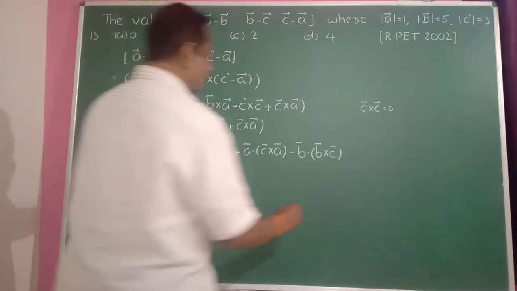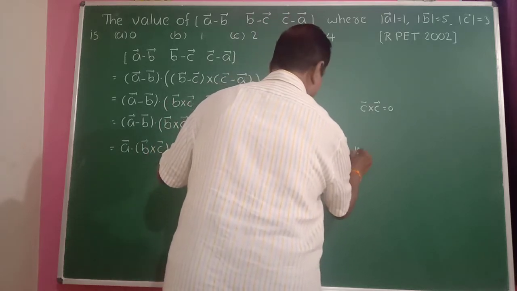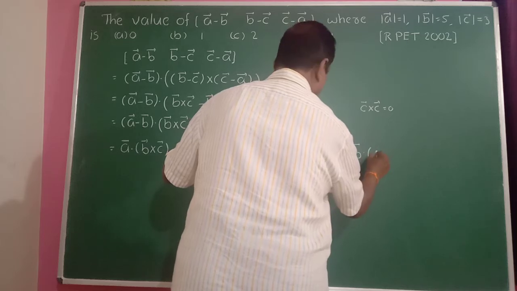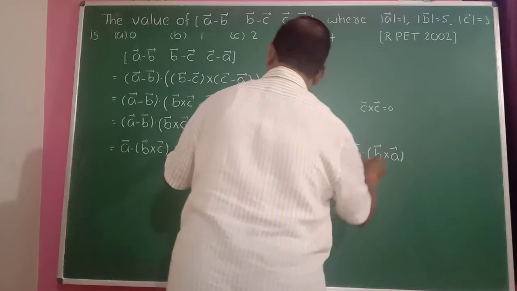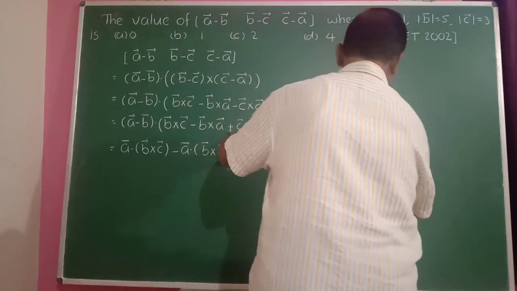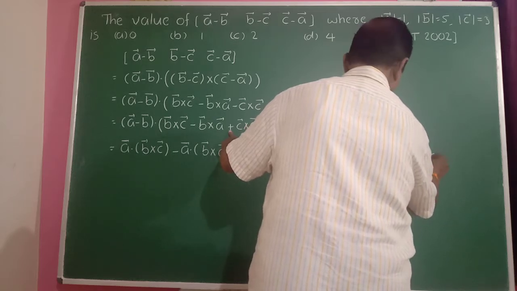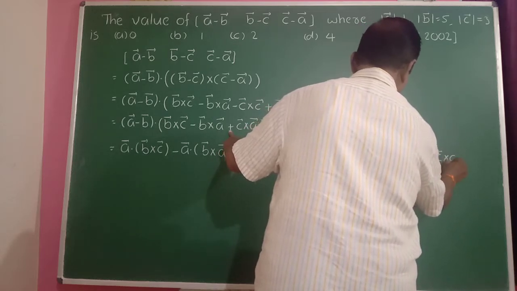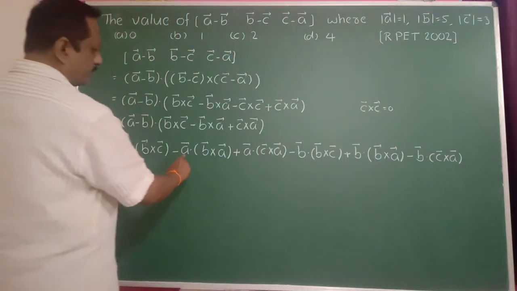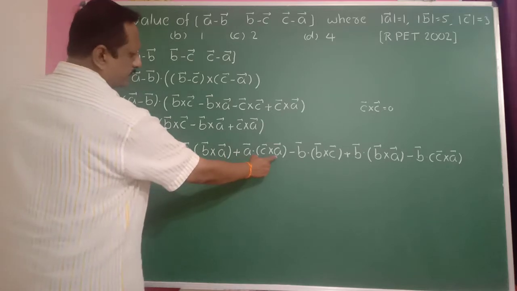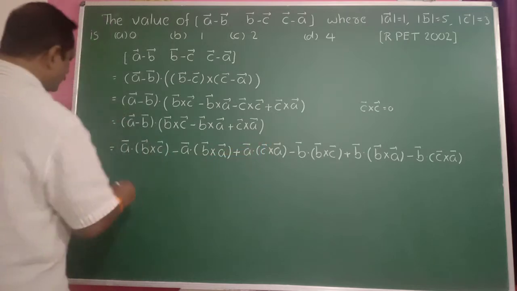minus into minus becomes a plus, b bar dot (b bar cross a bar), and minus into plus becomes a minus, b bar dot (c bar cross a bar). Yes, if two vectors are identical, then the scalar triple product becomes 0. Therefore, the middle four terms become 0.